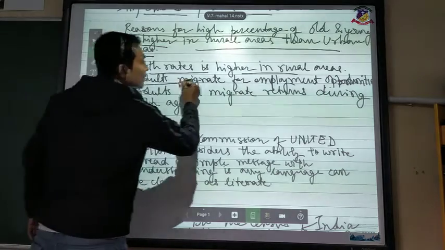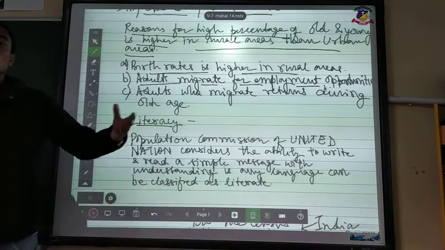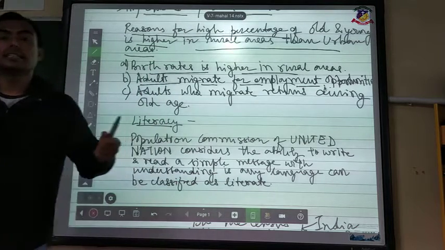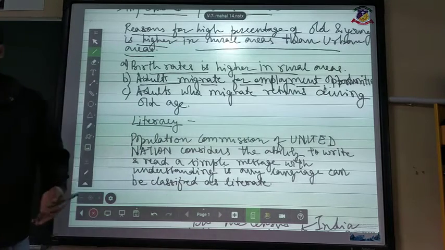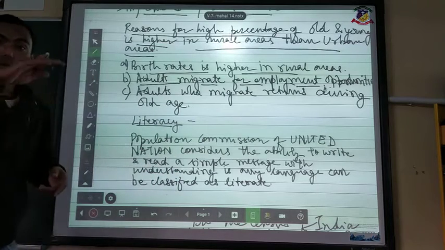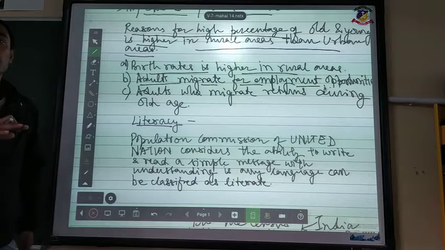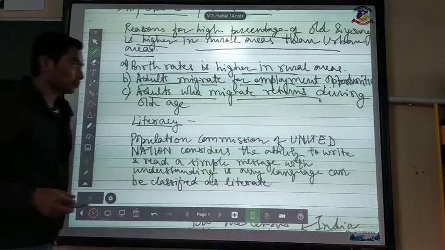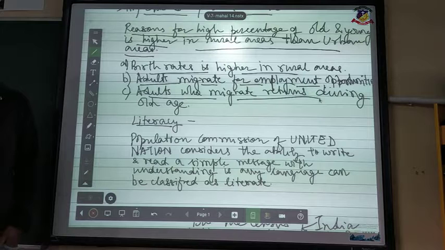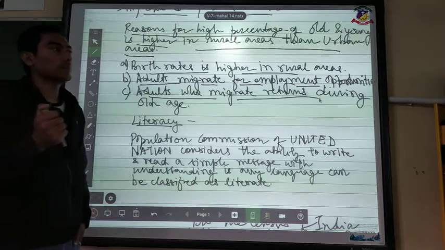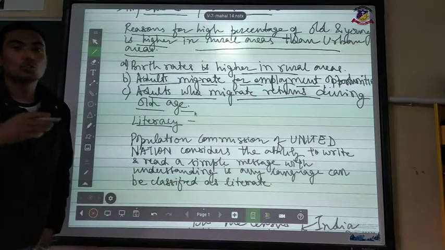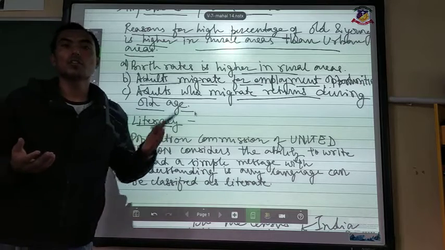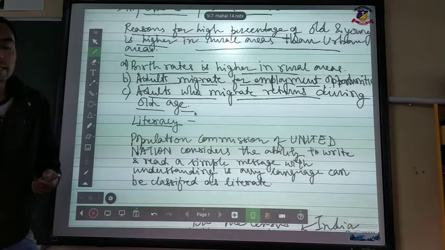Second point is that the adults migrate for employment opportunities. Because those people who are above the age of 15 migrate to the cities for better employment opportunities so that they can have a better lifestyle. Resulting in those children below the age of 15 staying back in the villages and forming a dependent population. Those adults who migrate after the age of 15 return back to the villages in old age, after 60 years. So when they become 60 years, they return to their native villages, resulting in higher concentration of young population and old population in the rural areas.